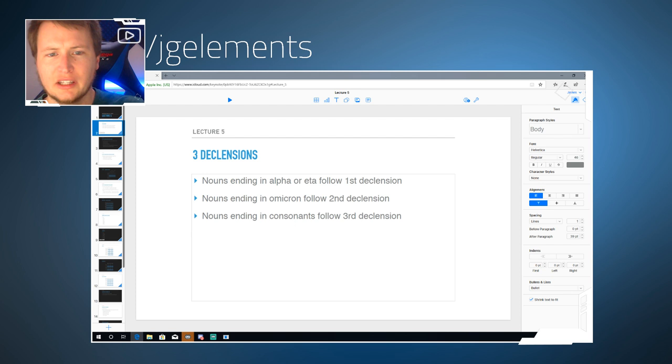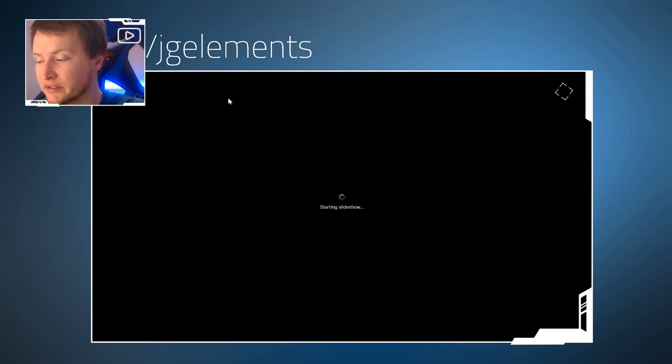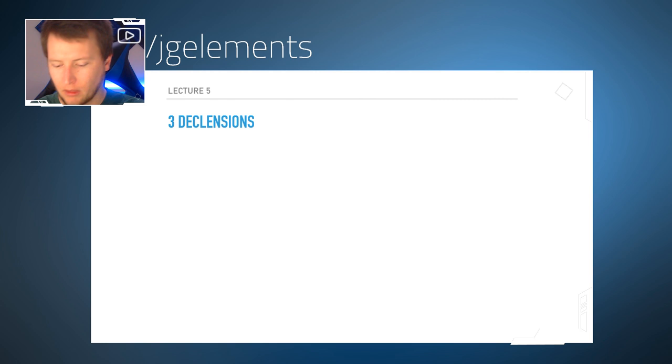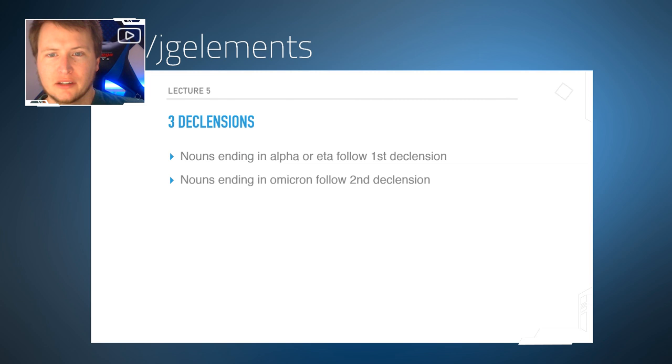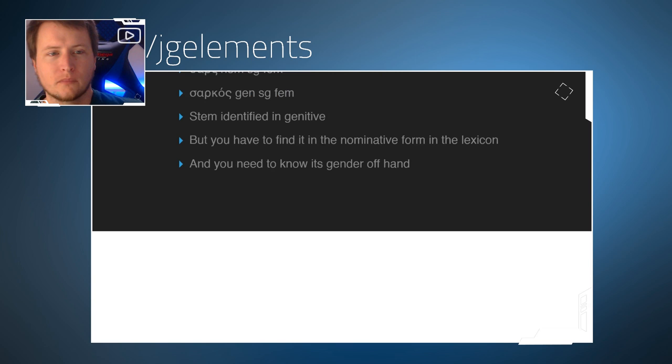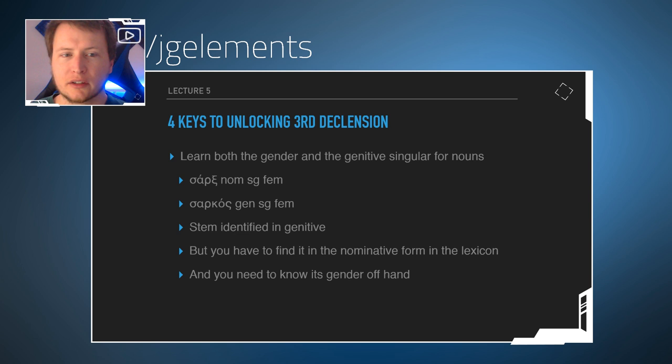Nouns ending in omicron are in second declension, and nouns ending in a consonant are third declension. Now, what we're talking about is the stem. The stem. So when the stem of the noun ends in alpha or eta, it's first declension. When the stem ends in omicron, second declension. When the stem ends in consonants, it's third declension. We've already covered the first and second. Today is all about the third. So here's an example from sarx, which means flesh.